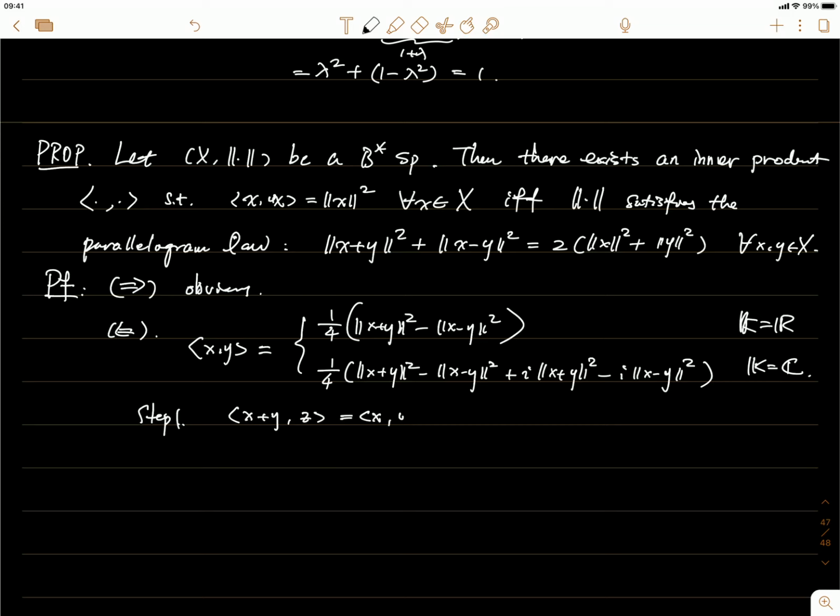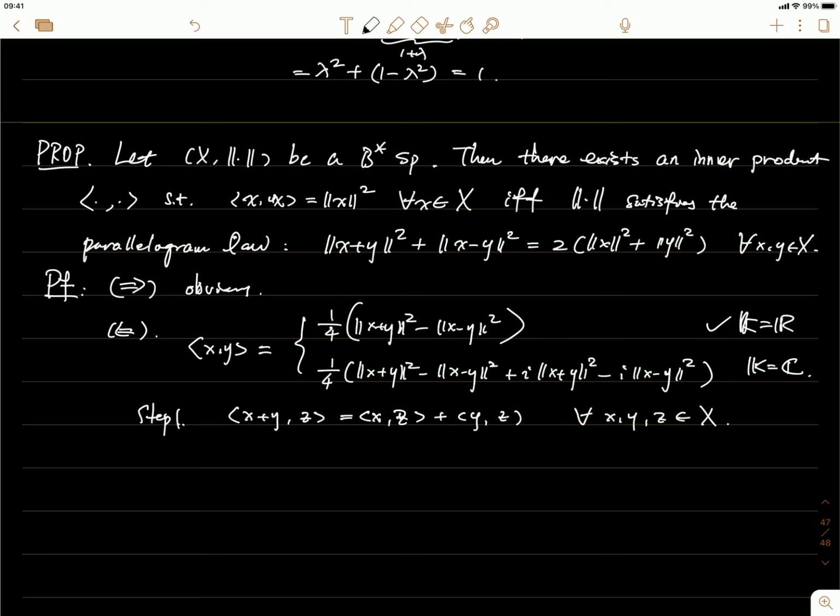If you want to prove this is an inner product, you need to show that it's linear in both terms, right? And if you have a scalar multiplied to one term, then the scalar can be pulled out, right? That's what we need to do. So let's consider the simple case, a real B star space. Then what you need to do is to show that this is true for any x and y and z in the space.